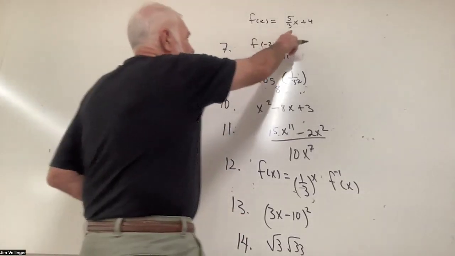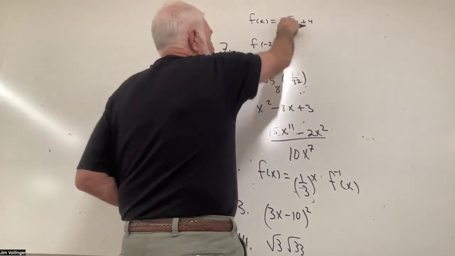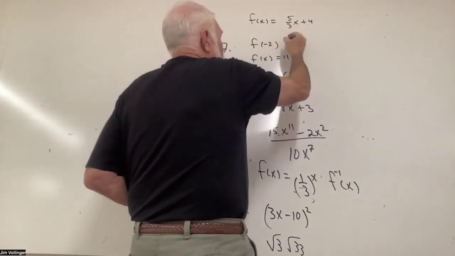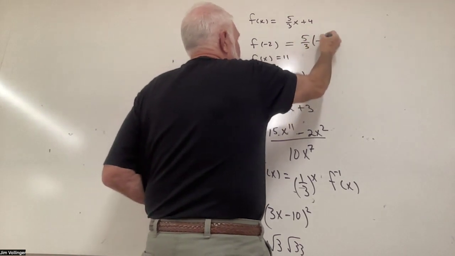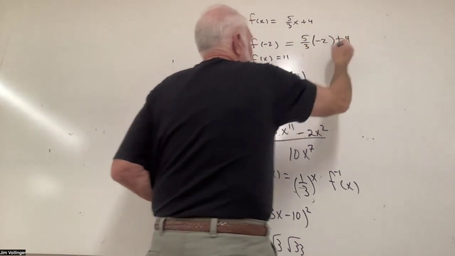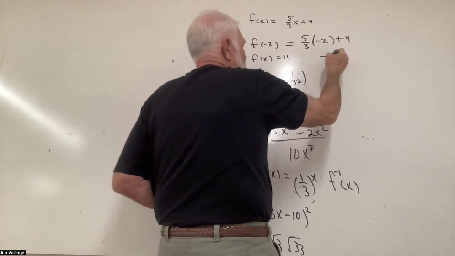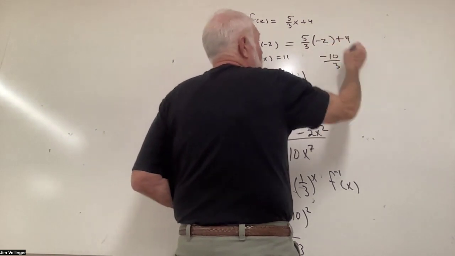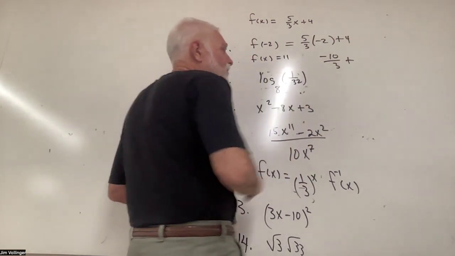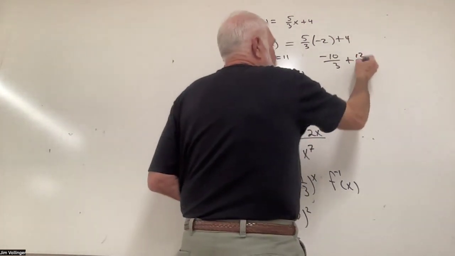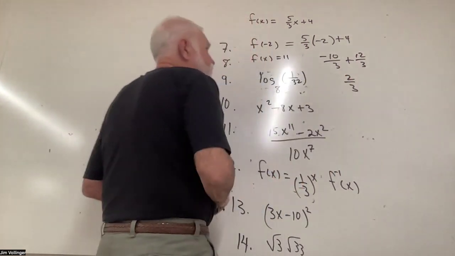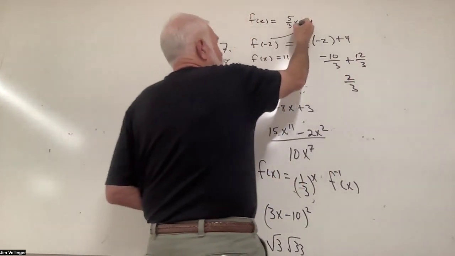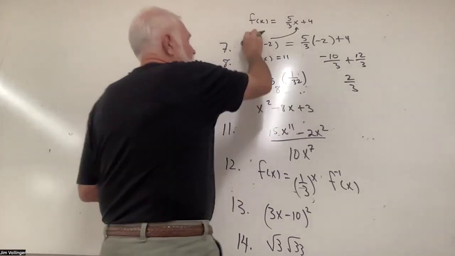So I gave you a function. I'm going to multiply -2 times 5/3 and add 4. So this is equal to 5/3 times -2 plus 4. That's minus 10 over 3 plus, what do you think 4 is in terms of thirds? I hope you say 12 over 3. So our answer is 2 over 3. That's what I get when I plug -2 in. I can erase that.